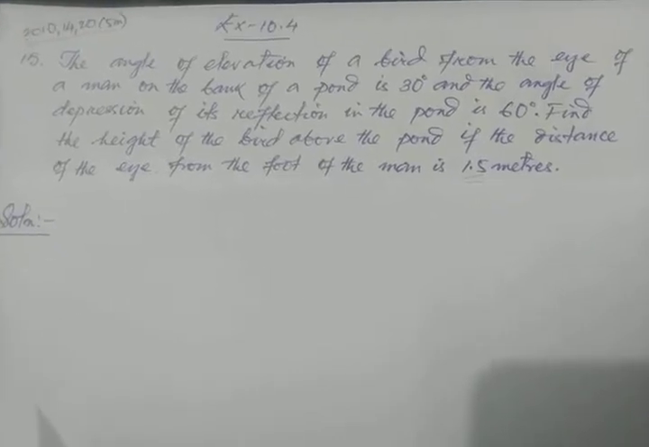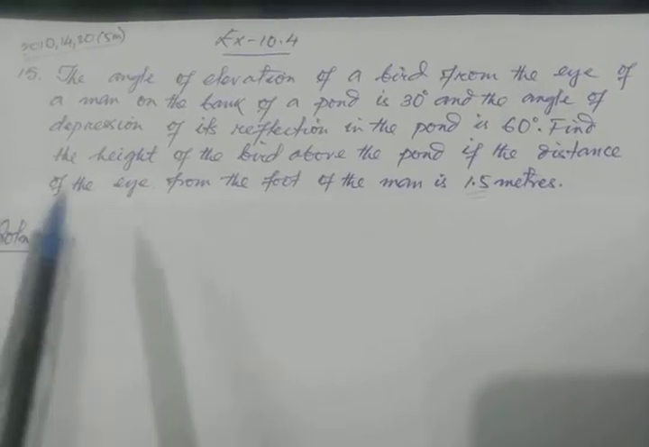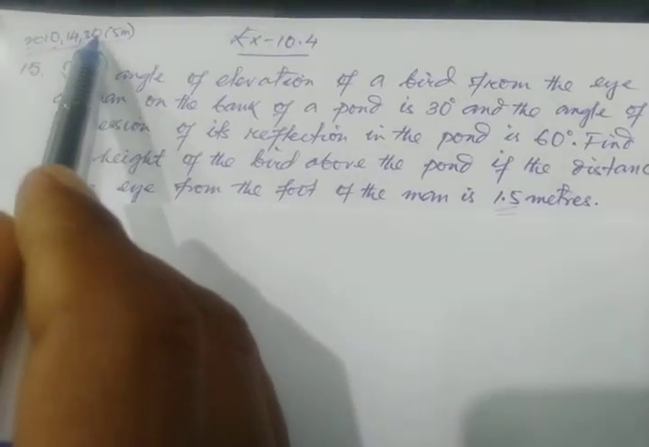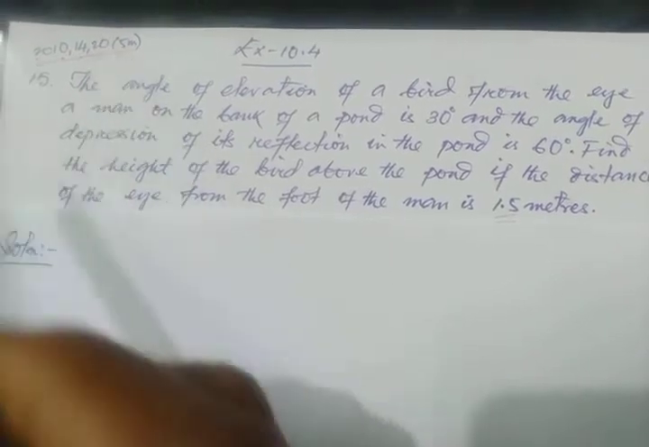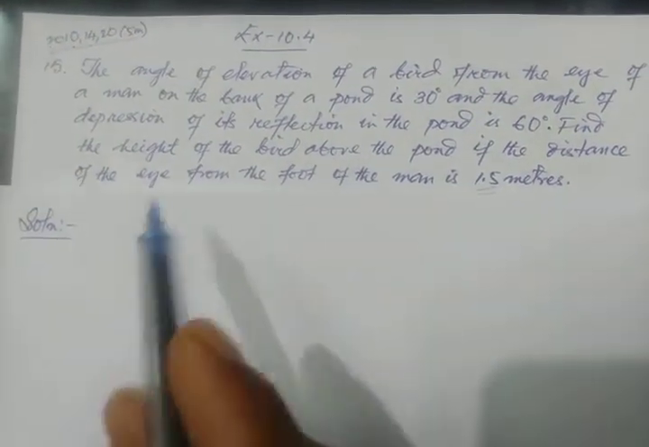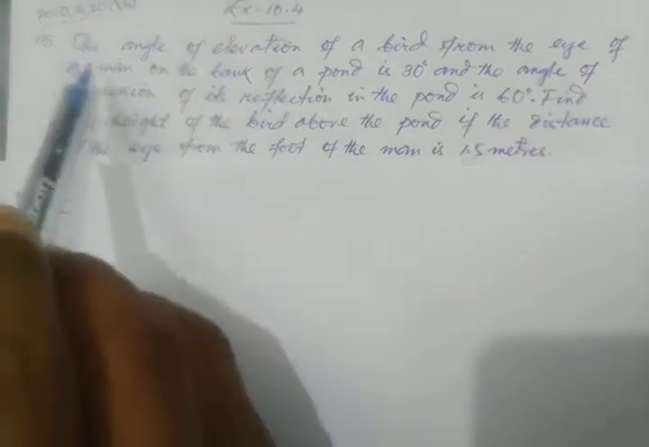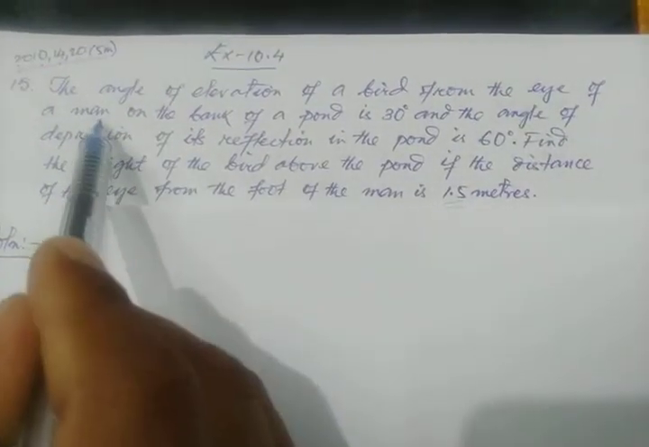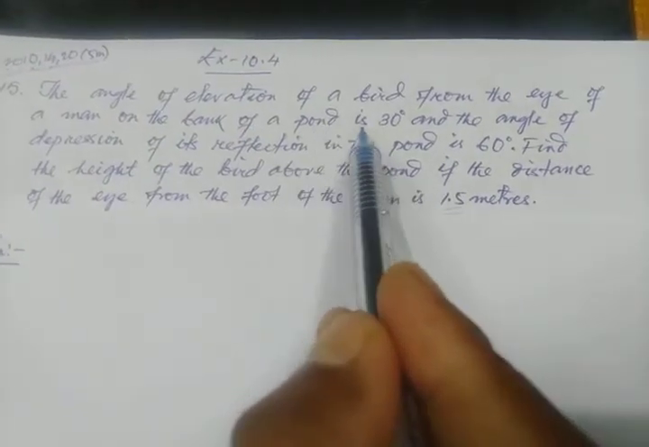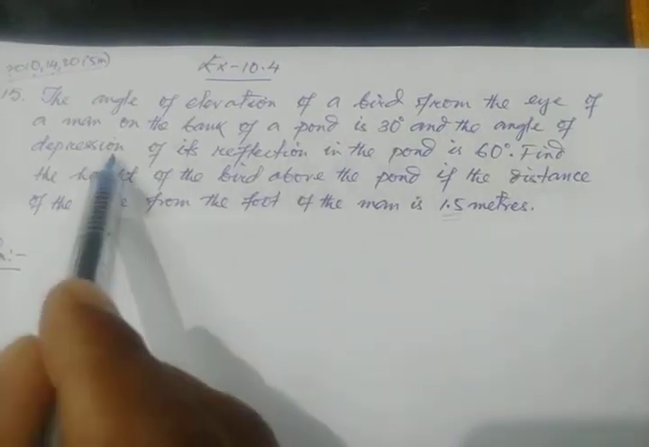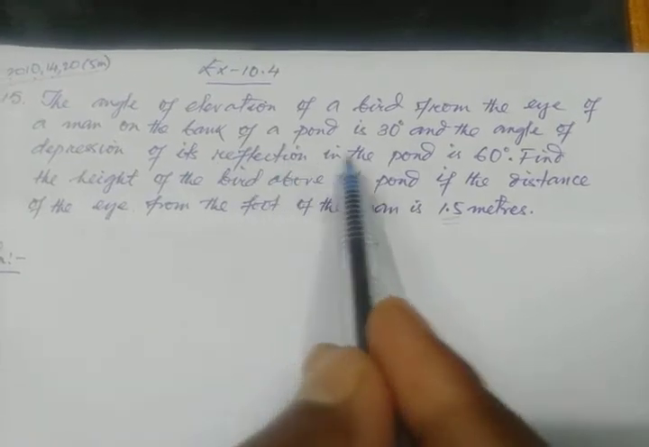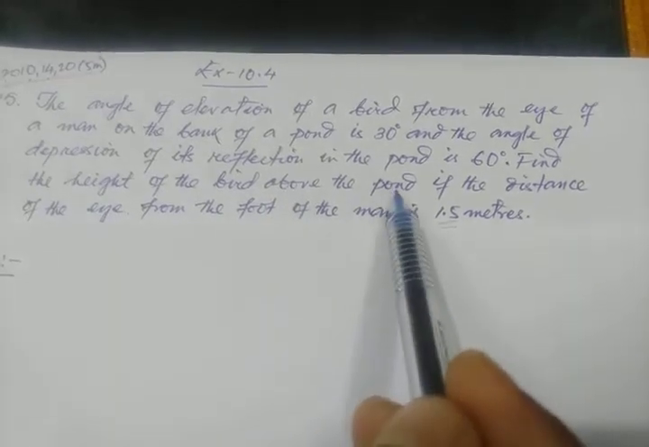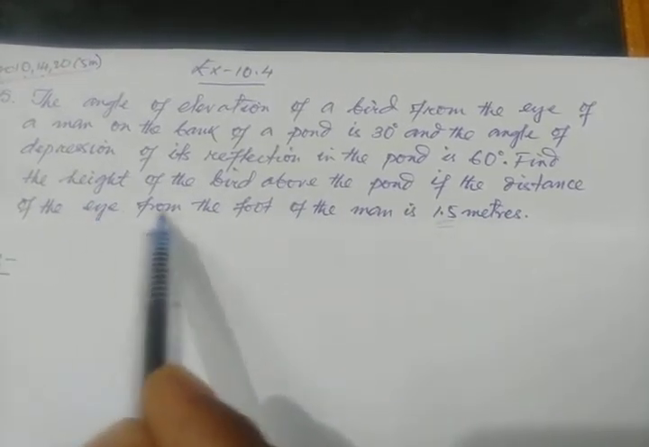Exercise 10.4, question number 15. This question was asked in the years 2010, 2014 and 2020, carrying 5 marks in the Board of Secondary Education, Manipur. Question number 15. The angle of elevation of a bird from the eye of a man on the bank of a pond is 30 degree, and the angle of depression of its reflection in the pond is 60 degree. Find the height of the bird above the pond if the distance of the eye from the foot of the man is 1.5 meter.